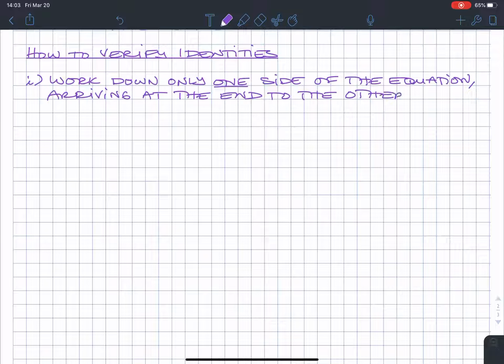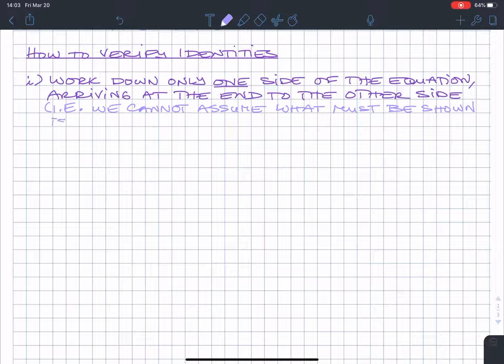Other side. So what do I mean by this in effect? I.e., we cannot assume what must be shown is true. We must prove it is true.